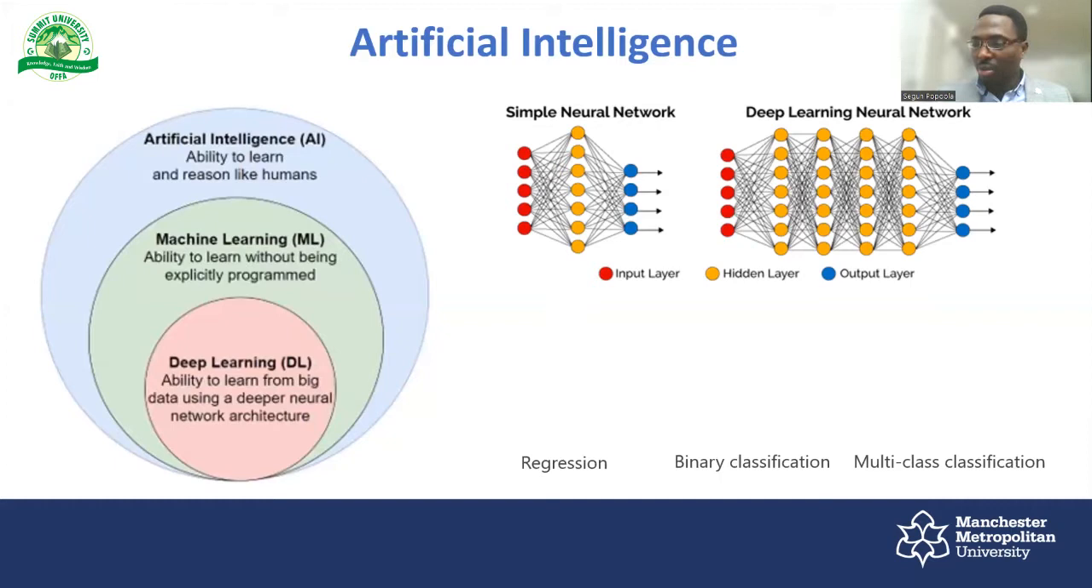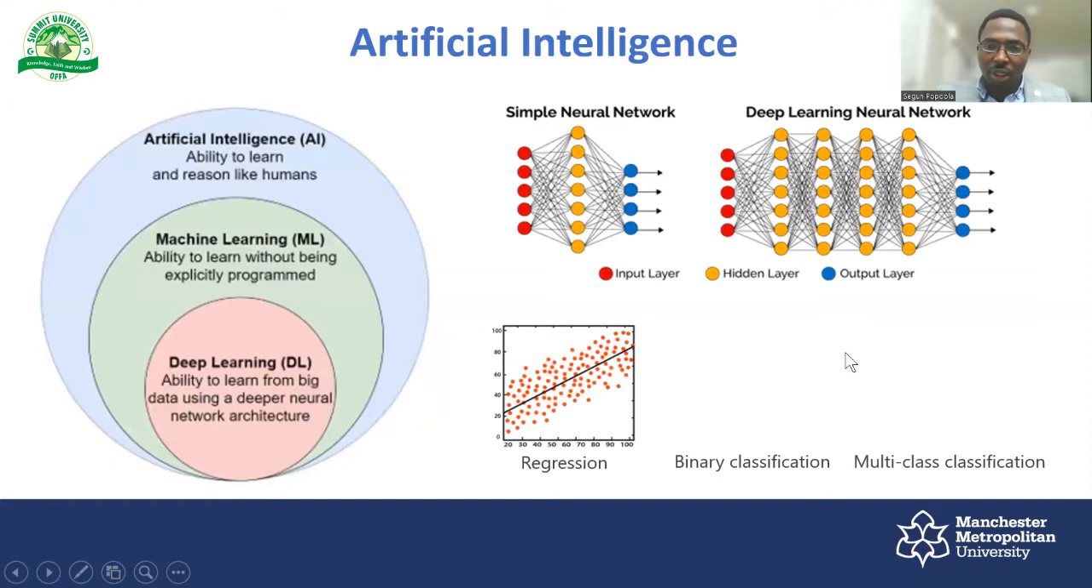But the difference between the simple neural network and the deep neural network that we have here is that a simple neural network only has one hidden layer. But a deep learning neural network has multiple hidden layers. The advantage of the deep learning neural network is that it has the opportunity to process big data by virtue of those multiple hidden layers. So when you have a large volume of data to work with, you'll get high efficiency using a deep learning neural network.